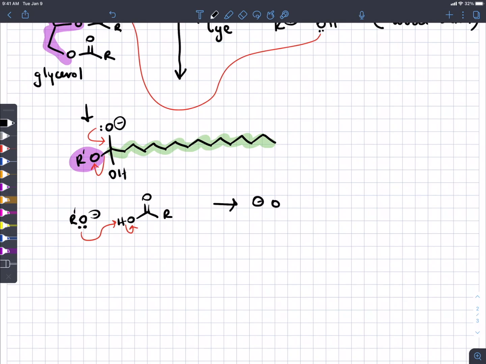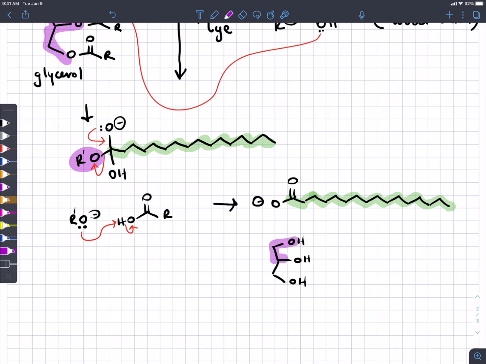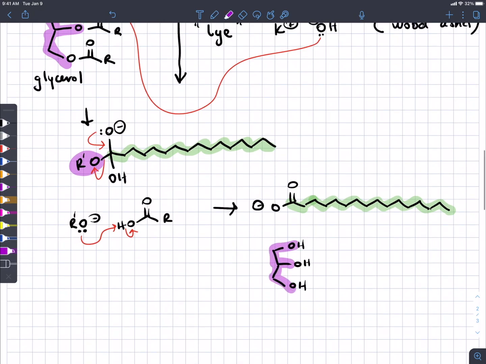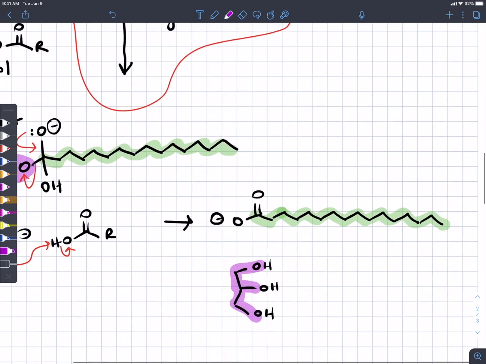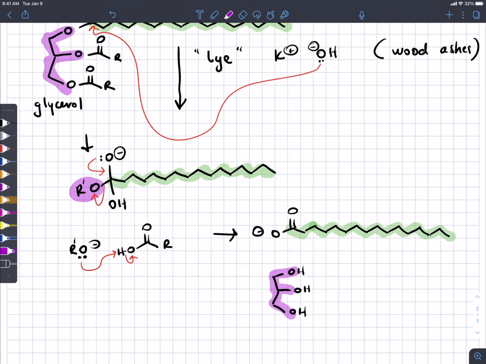And your product ultimately is this long chain carboxylic acid in its conjugate base form. And then ultimately you have the glycerol molecule that's liberated as well. I actually don't know whether soap makers in the 19th century did anything with glycerol or not. So what does this have to do with soap?